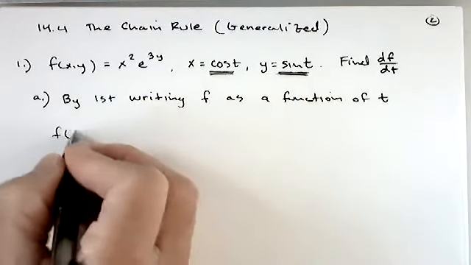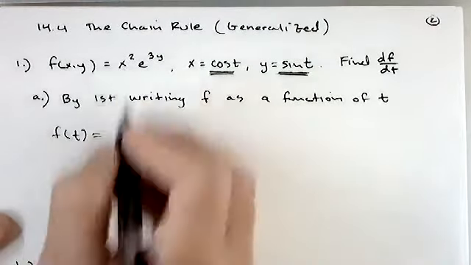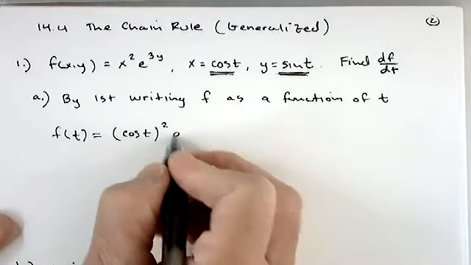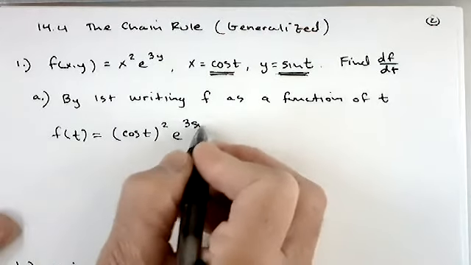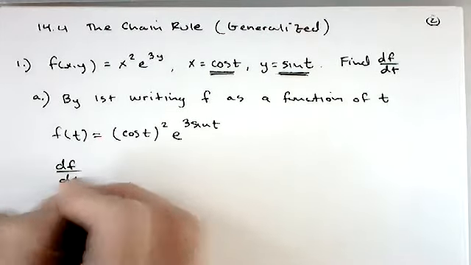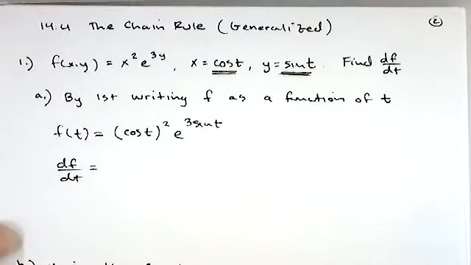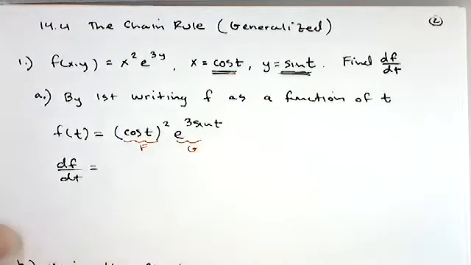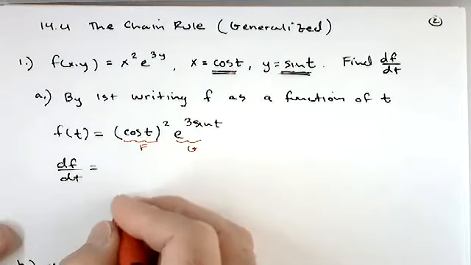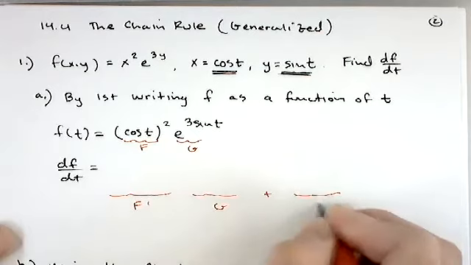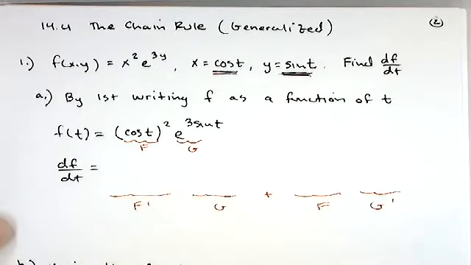Let's just make this a straight up function of t with x being cosine. So I have cosine t squared times e to the 3 sine t, and then just take a straight up 21A style derivative. However, you do see I would need a product rule, right? Because I've got a function of t there, a function of t there. So I'm going to need f prime g plus f g prime.